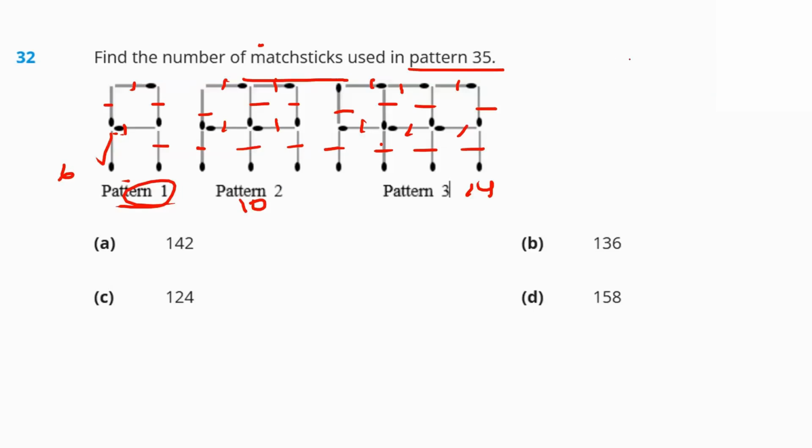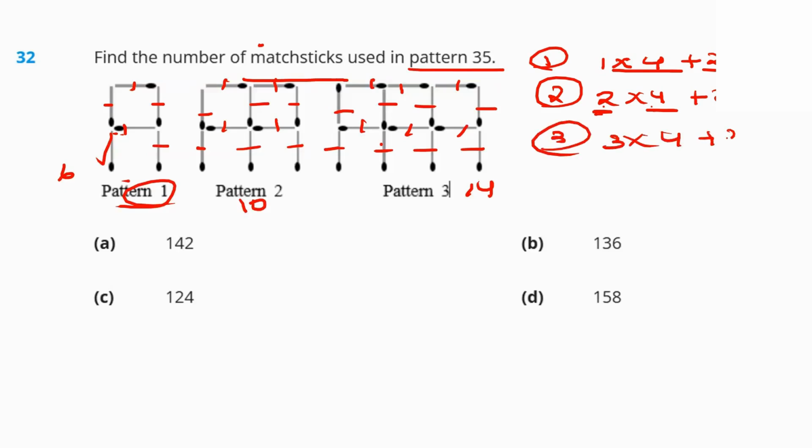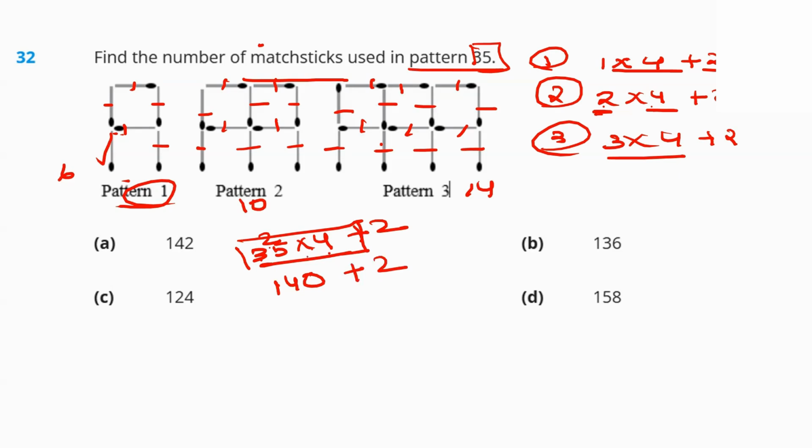So basically the pattern is it's increasing by 4. Or can we write it like this? Pattern 1, 1 into 4. In every pattern it is using 4 plus 2 extra. In the second pattern, let's see if 2 into 4 we do. N into 4, N means the number of the pattern. 2 into 4, 8 plus 2, 10. Third one is again 3 into 4, 12 plus 2, 14. So can we use this pattern? Yes. So if we need the 35th pattern, what would be the answer? 35 into 4 plus 2. 35, 4 times is how much? 5 fours are 20, 0, 2, 4 threes are 12 plus 2, 14. 140 plus 2, that's 142. Option A is our answer.